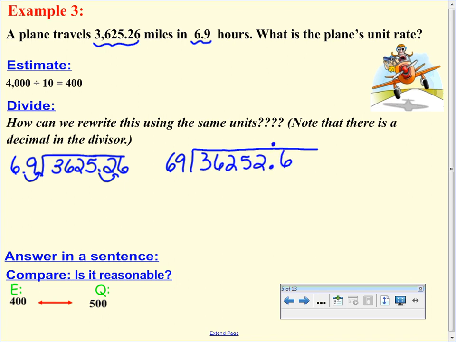Is it okay to have a decimal in my dividend? Yes. As long as I've moved it over in my divisor, I'm in good shape. Now, I don't know about you, but I definitely do not have my 69 times tables memorized. So in the back of my head, I'm going to think of 70, and try to think of my 7 times tables and see how many times 70 goes into it. So I want everybody to try to do this division now, and then write your answer in a sentence.